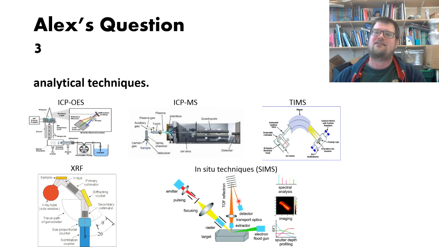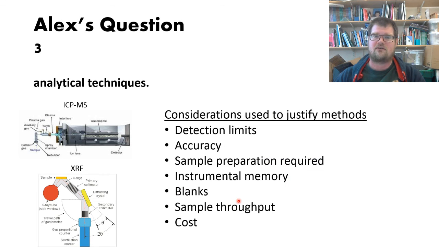Okay, so once again, you have to think about justifying which techniques you're going to use. When you do that justification, these are the kinds of things you need to be thinking about. If you're going to use ICP-MS or XRF, you need to think about detection limits. Maybe the XRF would be good because it's accurate, it's very cheap, you can put through a lot of samples, it doesn't have any instrumental memory, and very little sample preparation is required. But if the concentrations are too low, then you might have to go to an ICP technique, which will have slightly better detection limits if you're using the mass spectrometer version.